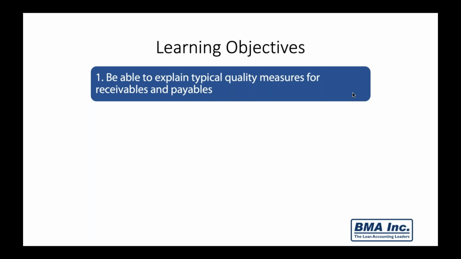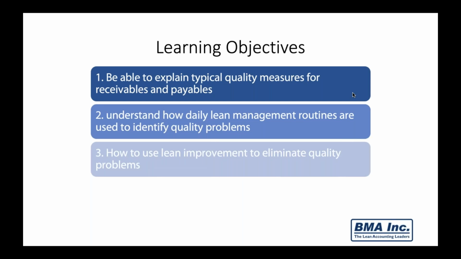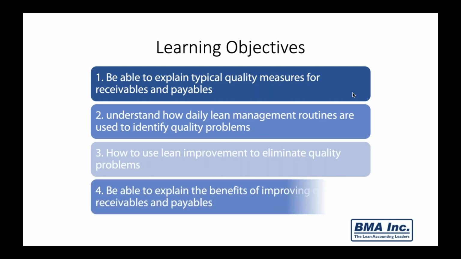So let's wrap things up here. We had four learning objectives: understanding the quality measures, how to use lean management routines, how to use lean improvement, and be able to explain the benefits. So let's review these learning objectives.